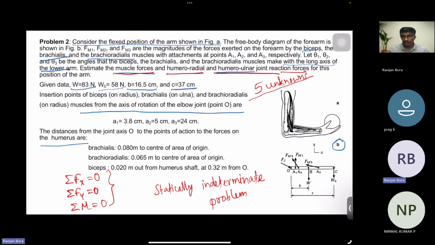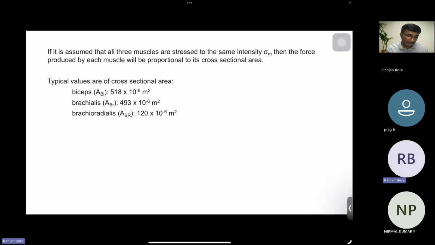So how will we solve this problem then? We'll need some additional information, so some additional information is also given. You can see there is one assumption that all the three muscles are stressed to the same intensity sigma m, and the force produced by each muscle will be proportional to its cross-sectional area. The muscle cross-sectional areas are given for the three muscles. So what is this assumption saying?